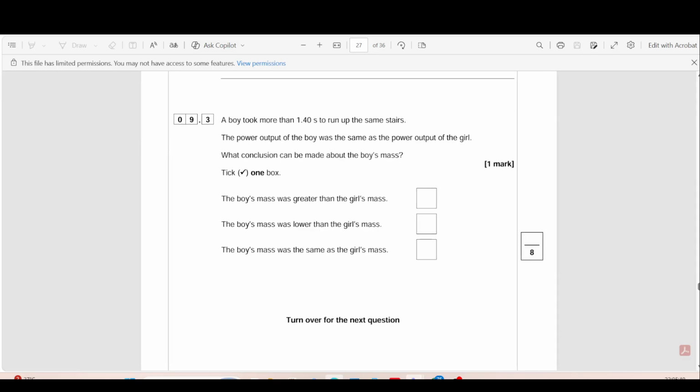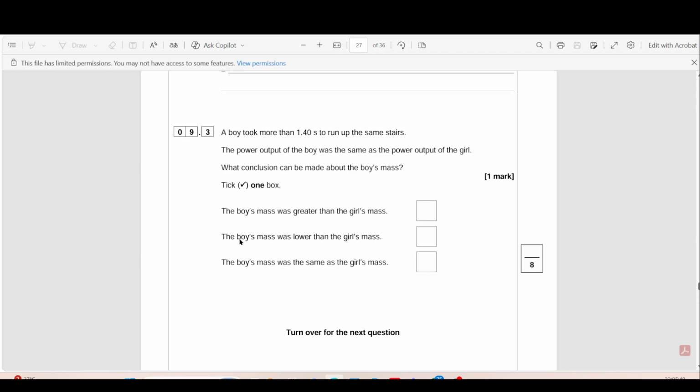A boy took more than 1.4 seconds to run up the same stairs. The power output of the boy was the same as the power output of the girl. What conclusion could be made about the boy's mass? The boy's mass was greater than the girl's mass. Yes, exactly, because we know the formula power is mgh over t, right? That means the boy took more time than the girl to complete the climb, so the mass is more.